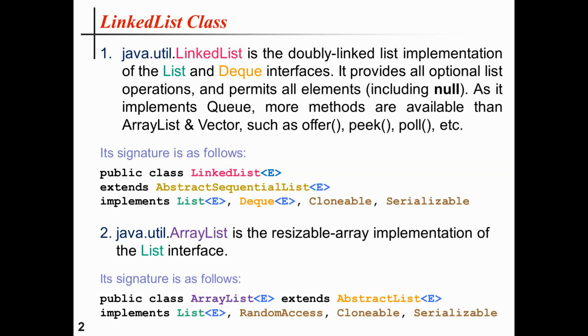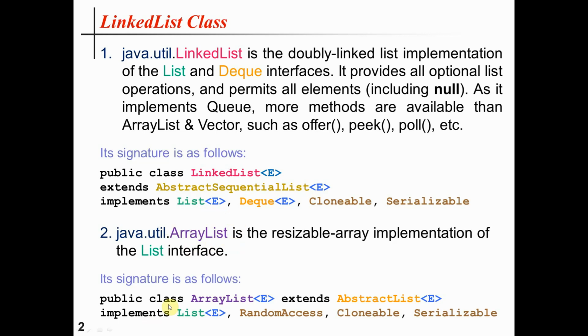Now if we see the signature, it is like this: public class LinkedList, it supports the generics concept, extends AbstractSequentialList, implements List, Deque, Cloneable and Serializable. Now if we are going to compare between LinkedList and ArrayList, we can find that ArrayList is basically the resizable array implementation of the List interface. Obviously it is denoting a dynamic array.